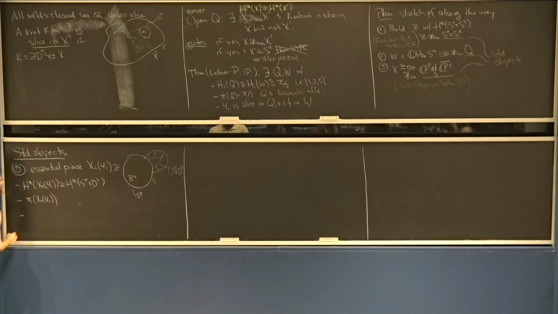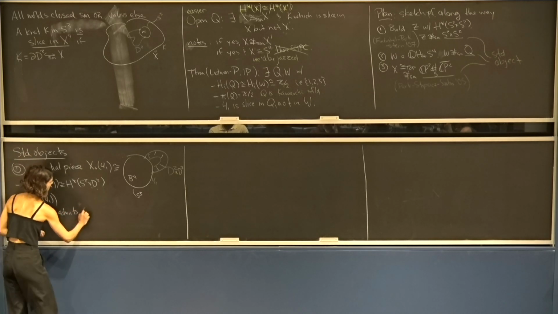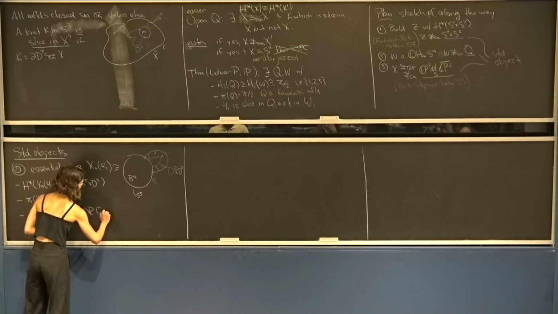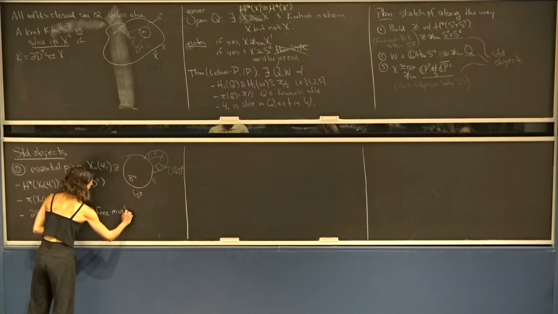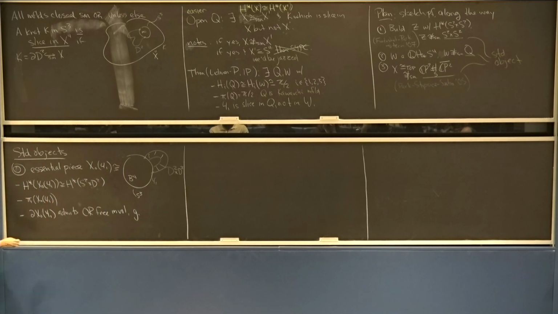And maybe the one thing that's slightly less obvious about it is that the boundary admits an orientation reversing free involution. And maybe let's call that G. And this is coming from the fact that the figure 8 knot is amphichiral.